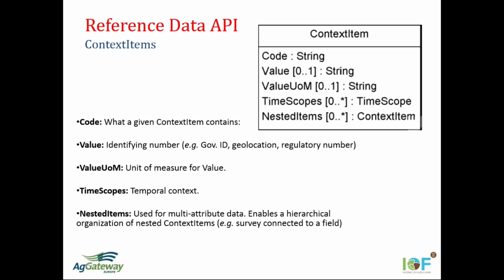And the reference data API uses what we call context items. And here you see the nomenclature that is used for this documentation that also has temporal context and some capability for nested items for using multi-attribute data.